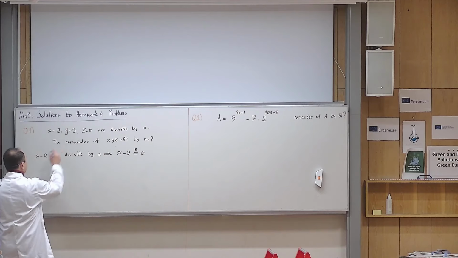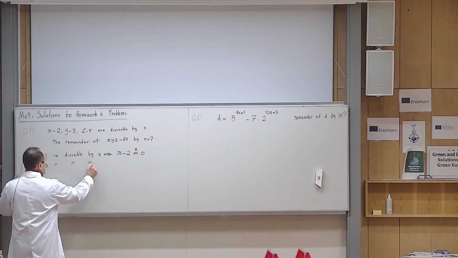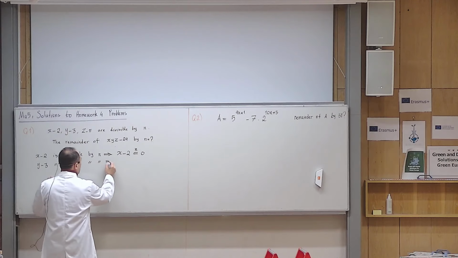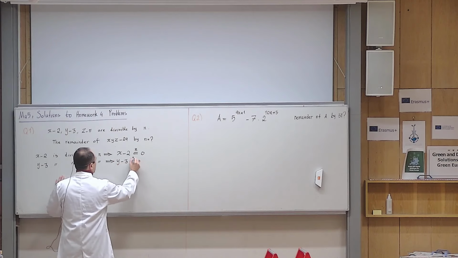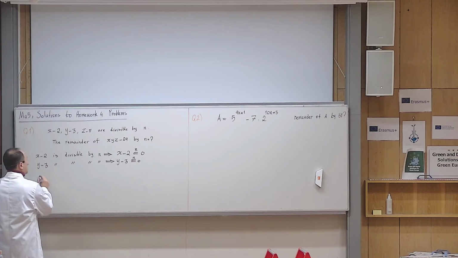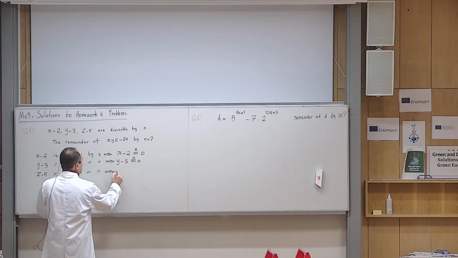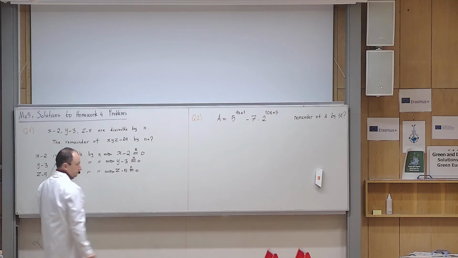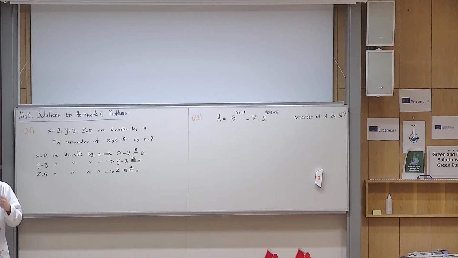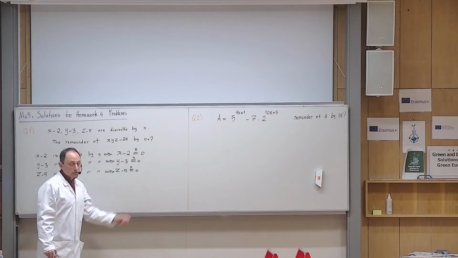So the same is true for this one. Y minus 3 is divisible by n. Exactly. I can conclude what? Y minus 3 is congruent to 0 modulo n. And the same for the next one. This is divisible by n. So this means z minus 5 is congruent to 0 modulo n. Okay? This is the translation of those English sentences into mathematical symbols.